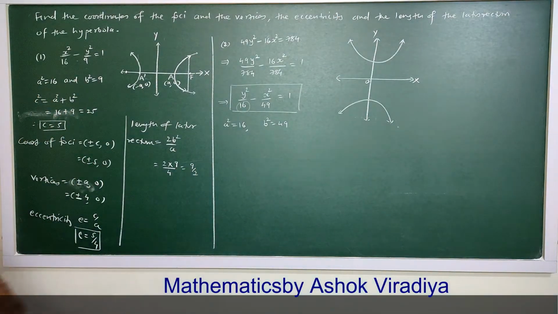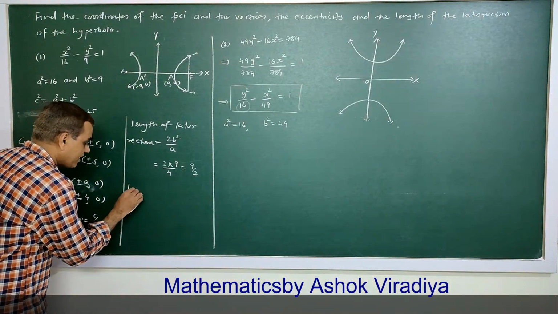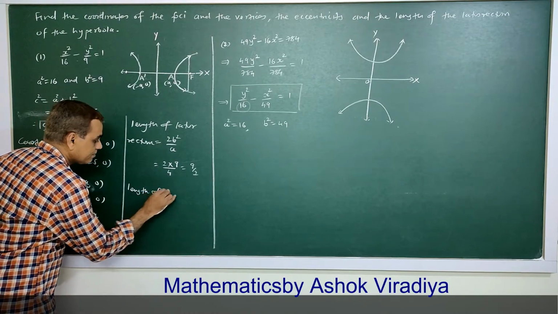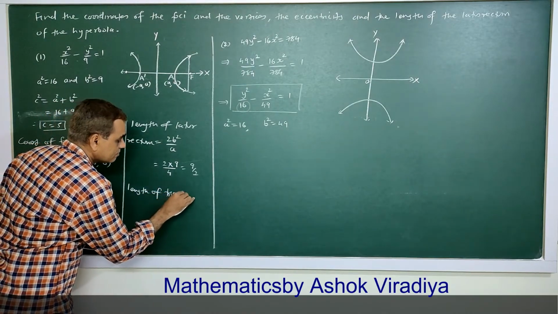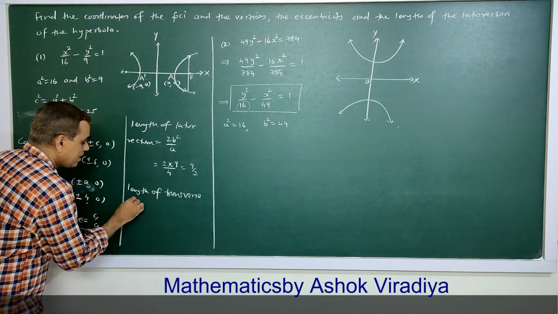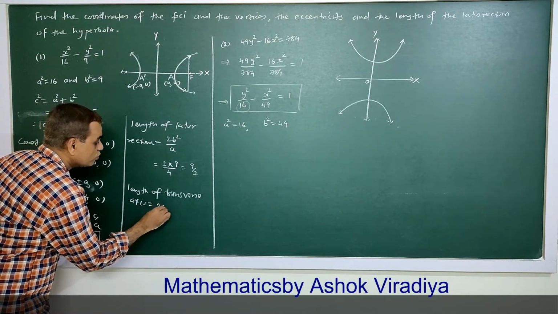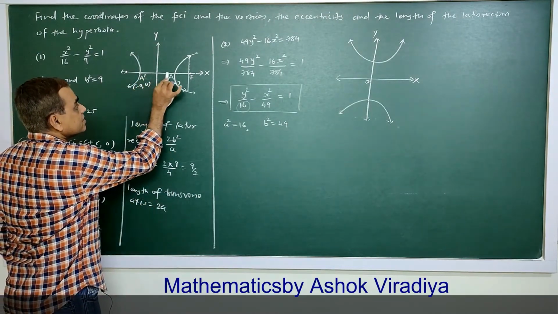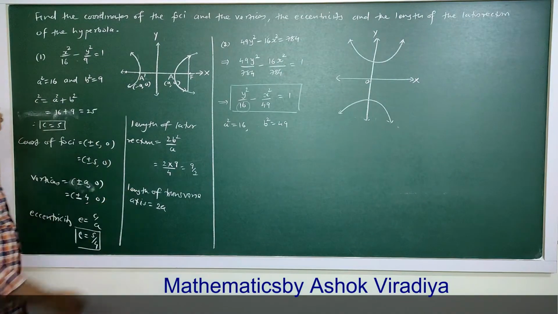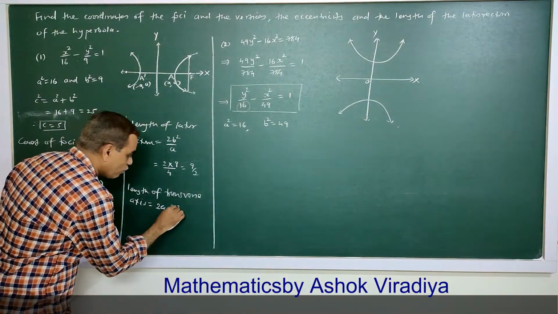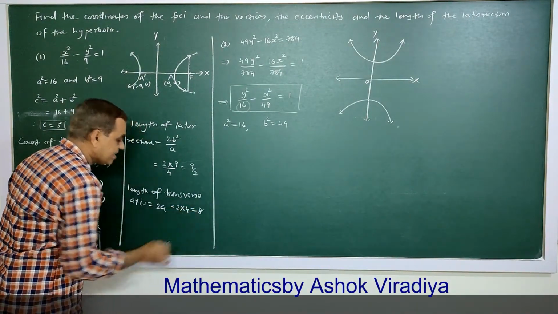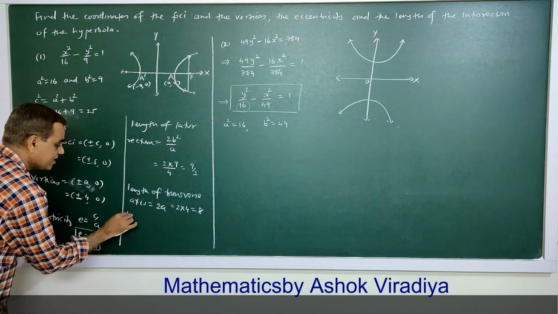We can also calculate the length of the transverse axis and the length of the conjugate axis. The length of the transverse axis is 2 times A, that is 2 times 4. So it is 8. Length of conjugate axis.